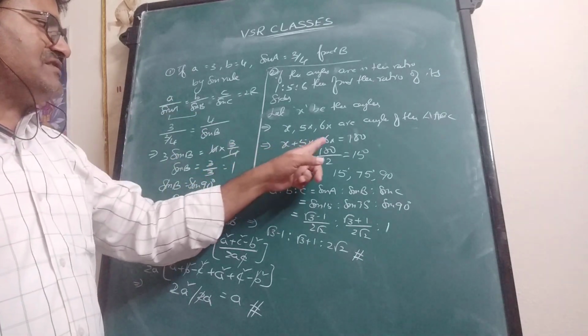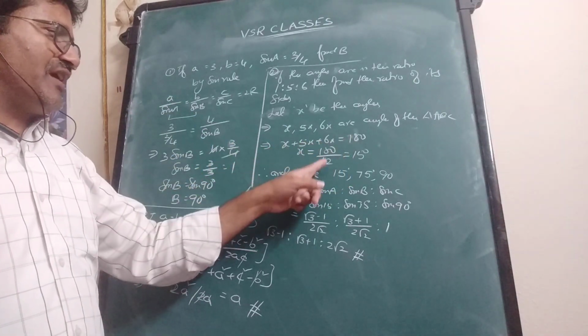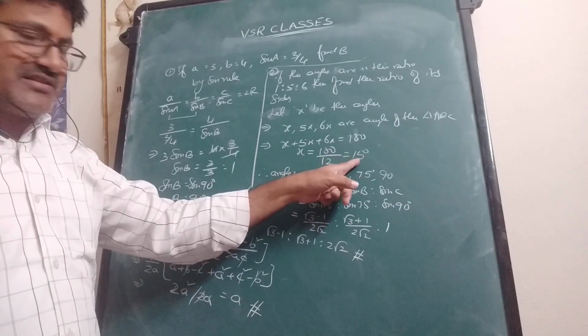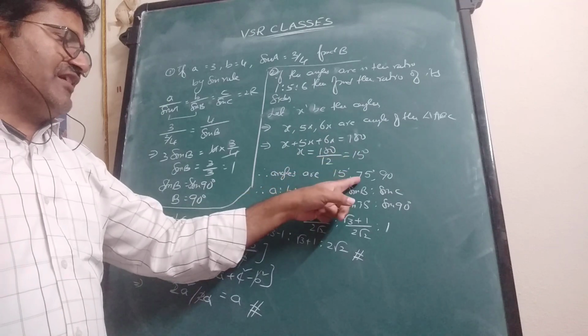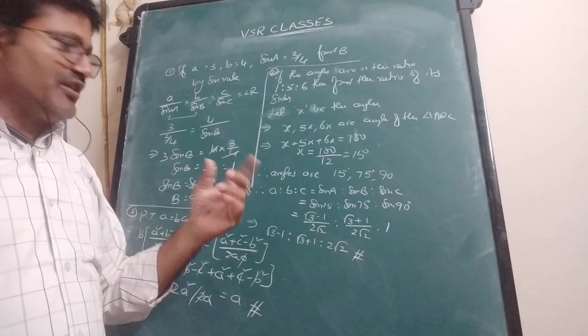Whatever the triangle rules are, they can be applicable here. x plus 5x plus 6x is equal to 180. So x is equal to 180 by 12, that is 15 degrees. We got it. So the angles are 15, 5 into 15 is 75, and 6 into 15 is 90.